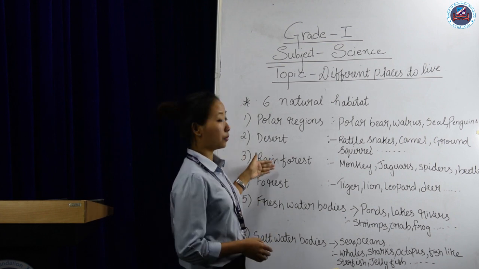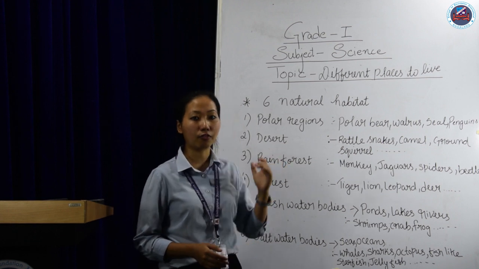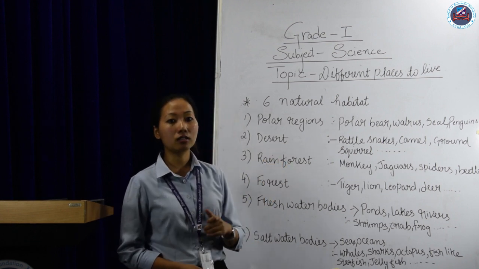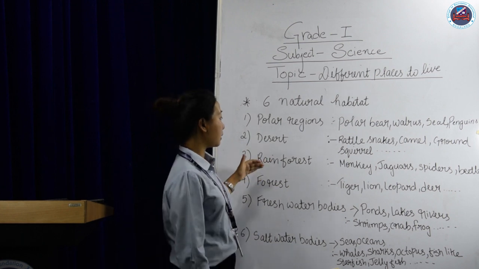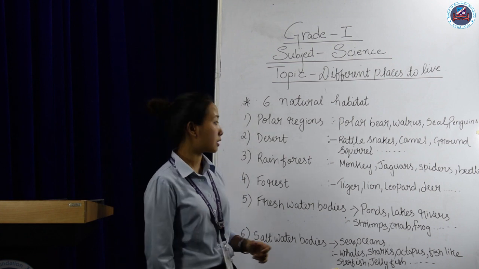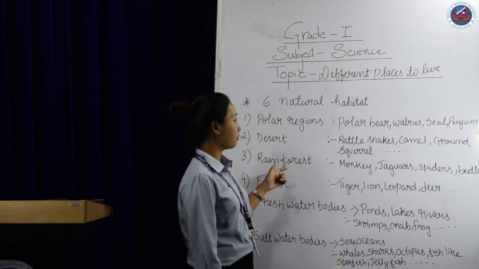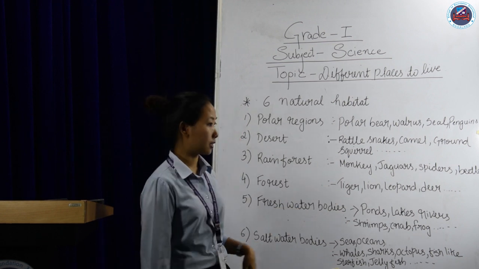And the third one is rainforest. By looking at the word rainforest, I hope you have understood. Rainforest is a forest which receives lots of rain. It rains almost every day. That's why this place is crowded with plants and animals. Some of the animals found in rainforest are monkey, jaguars, spiders, beetles.